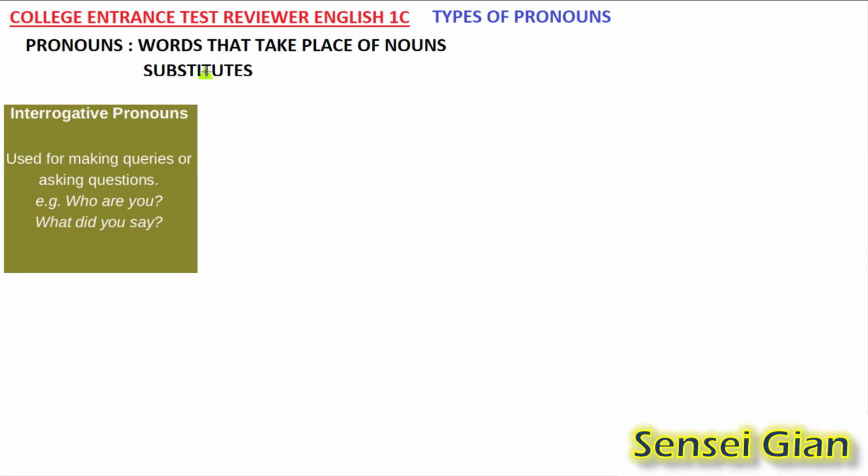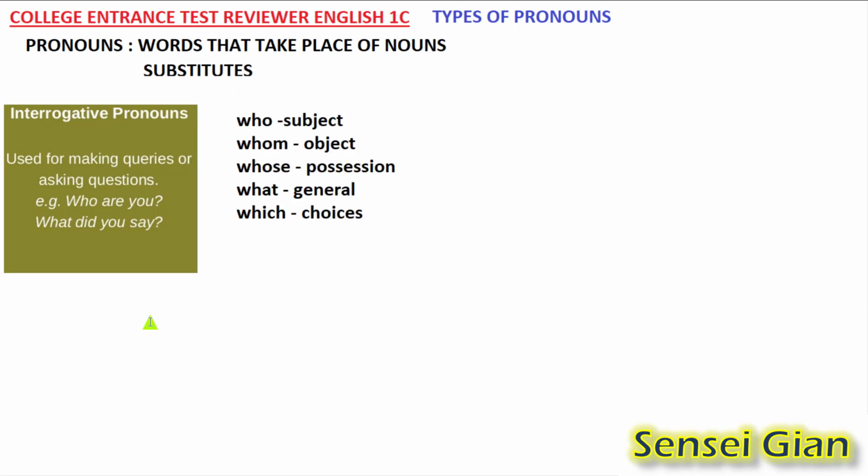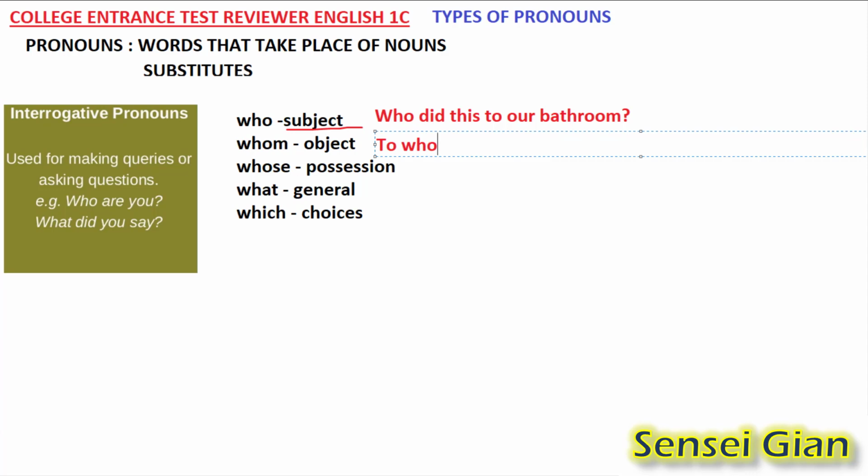Interrogative pronouns are just used for asking questions. Here are general tips that can make you use these interrogative pronouns properly. "Who" is for subjects. I'll give you an example. Who did this to our bathroom? He's asking about the subject, who did that kind of action to our bathroom. How about "whom", if that is the object? Example: To whom did you send the letter? So it's clear that the subject is actually you. You sent the letter.